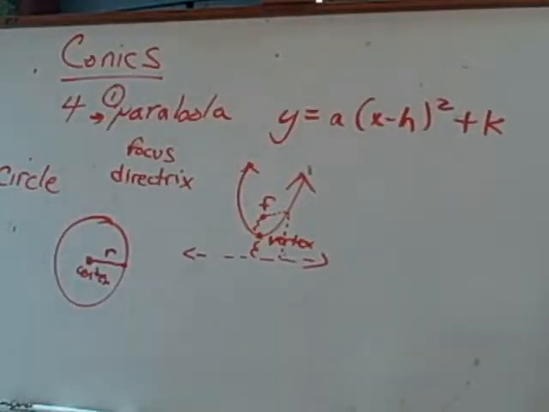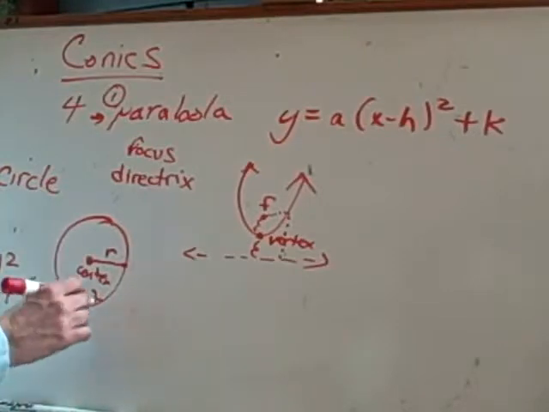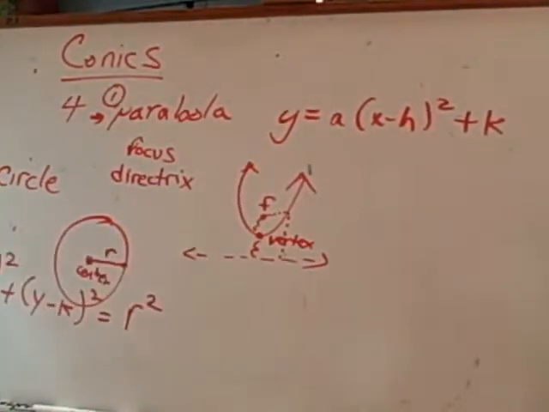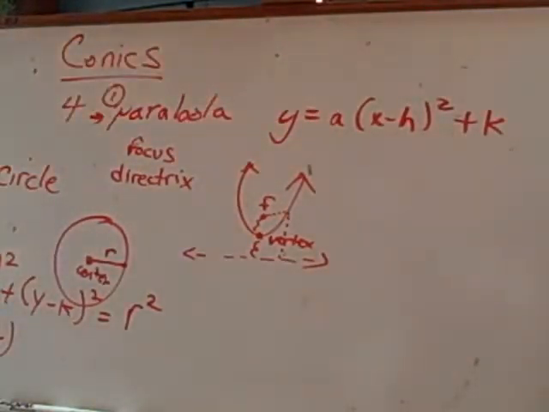Here is your general equation for a circle. It's (x minus h) quantity squared plus (y minus k) quantity squared equals r squared. Now, h and k here, that would be your center, just like h and k was your vertex up here. R just stands for your radius.